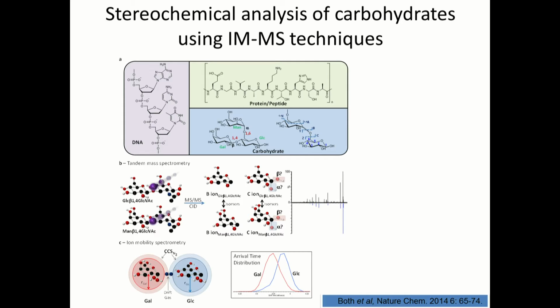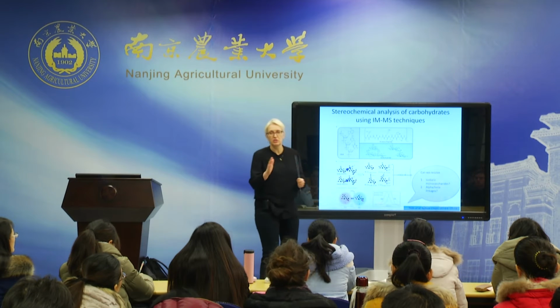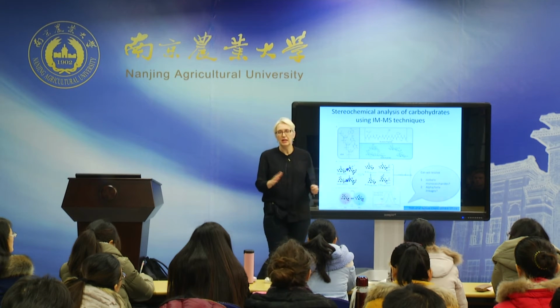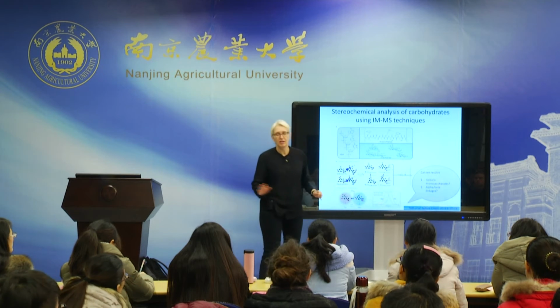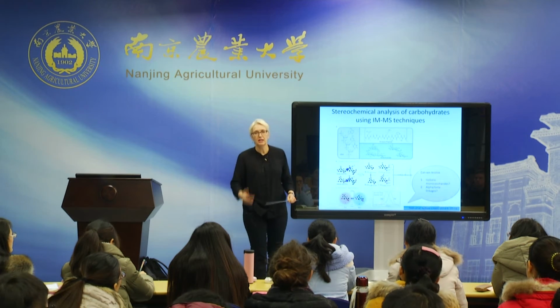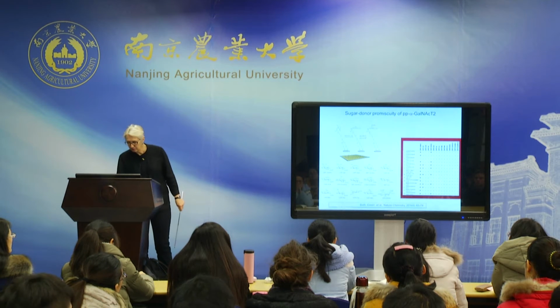And as I said, these are these collisional cross-sections, and they're different, we found, from glucosamine. So can we resolve isobaric monosaccharides? Yes, we can. You can see actually the difference is not that impressive. If you had LC, you would say, well, that's not particularly good, but it's highly reproducible and really can be used to identify a particular monosaccharide building blocks.